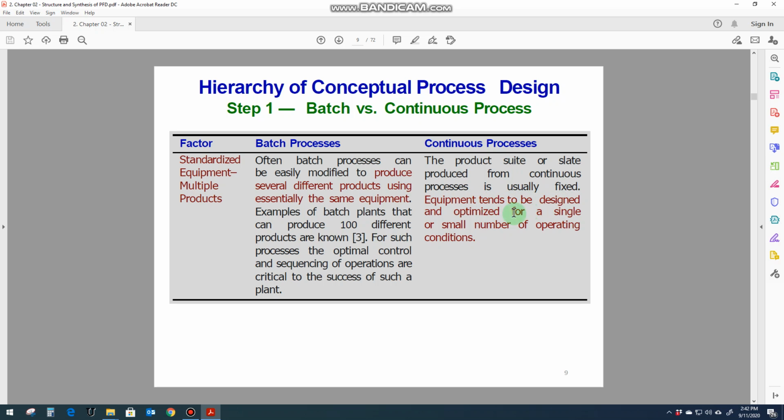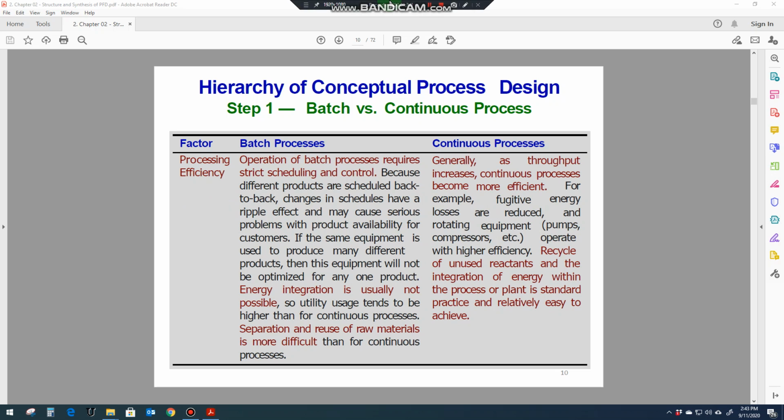Equipment tends to be designed and optimized for a single or small number of operating conditions. Whenever we have a continuous process, we know what the products are, what their flow rates should be, and what their product quality should be. All of the equipment used to form those products has fixed specifications and is highly optimized to meet those requirements. So if there is a change in the product quality requirement, or a change in any feed, it can affect the performance of the continuous process, and it will not give you optimized results in terms of energy conversion, energy utilization, and even product quality. It will be highly affected.